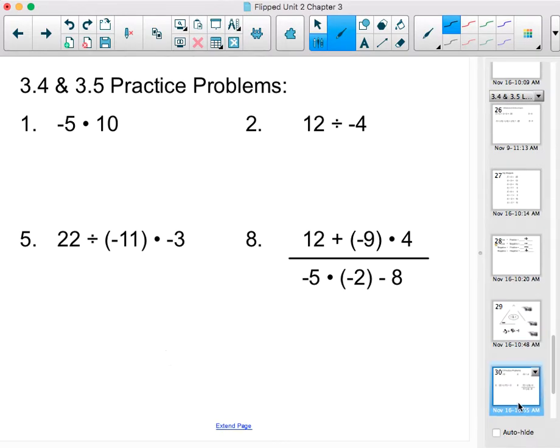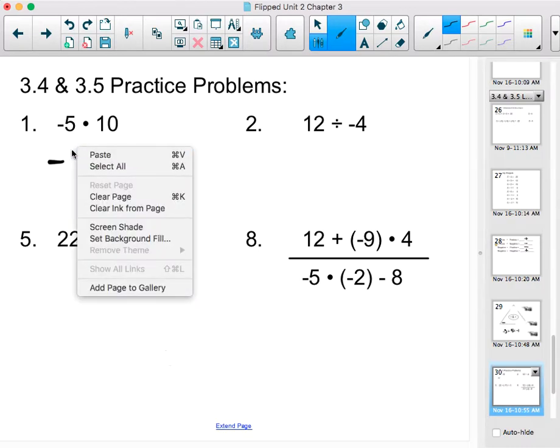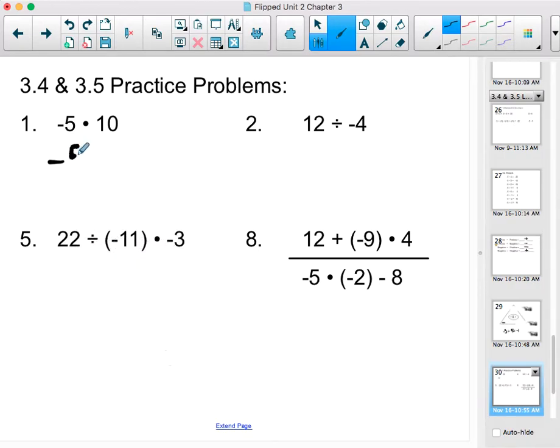Right now, we'll go through some really quick practice problems. Our first problem is number 1 from your notes in your note packet, -5 times 10. 5 times 10 is 50, and remember, a negative times a positive is a negative. So the answer to this problem is -50. Number 2, 12 divided by 4 is 3. But it's a positive divided by a negative, so my answer is going to be negative.